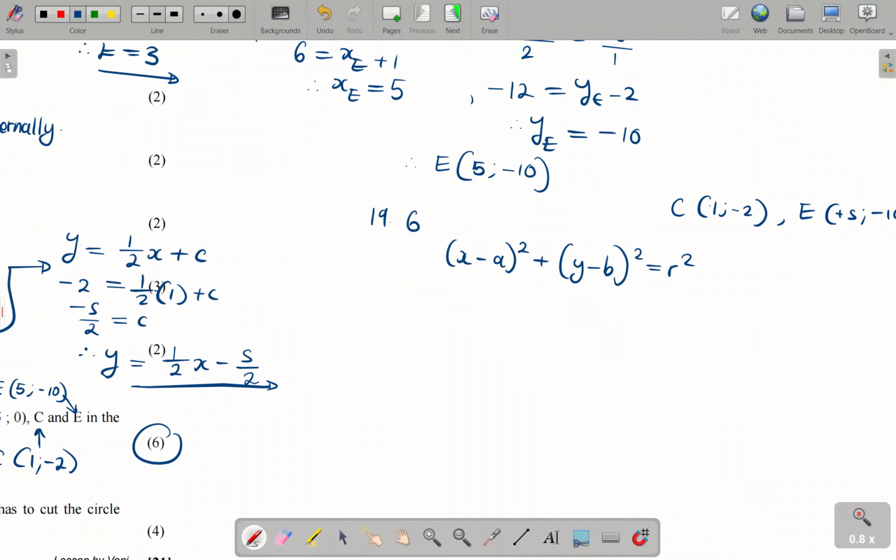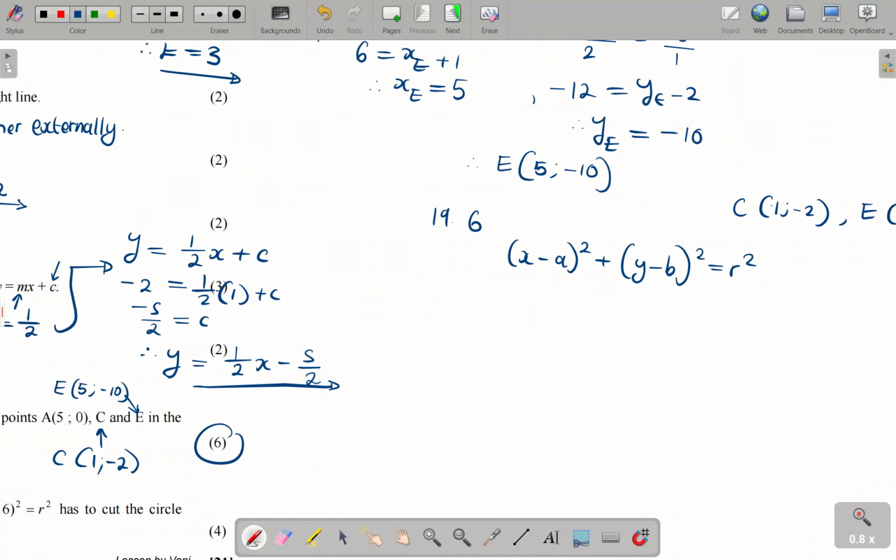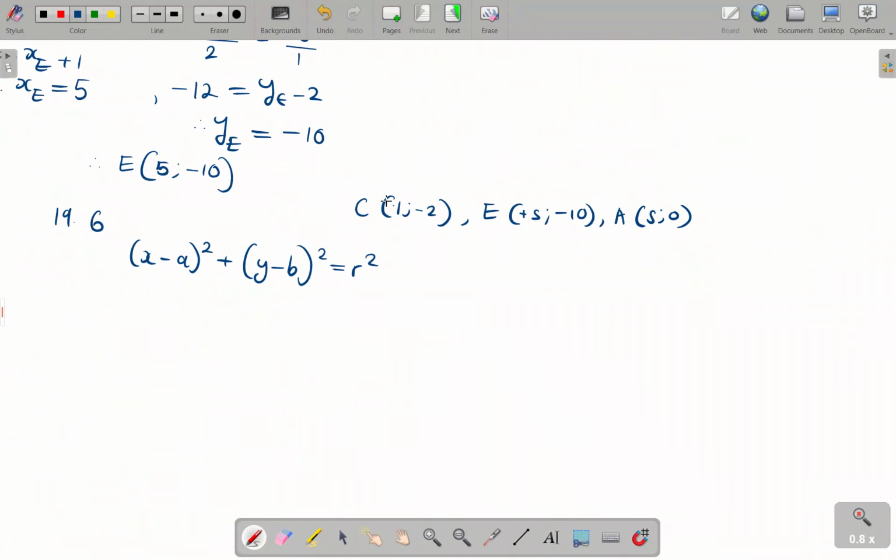Let's make sure that we got them correct. E is (5, -10), the other is (1, -2), A is (5, 0). Yes. So now, remember that these points, guys, lie on this circle. They are on this circle. Just think of it as A being there, C being there, E being there, they lie on that circle. So let's substitute into the equation and see what we form next. We start with what we're given, the A there.